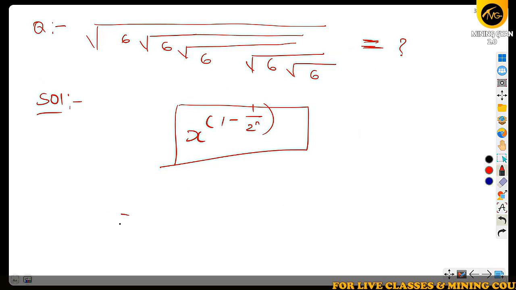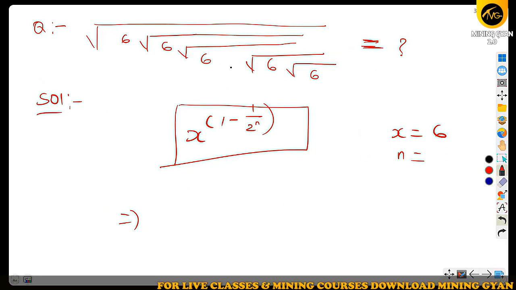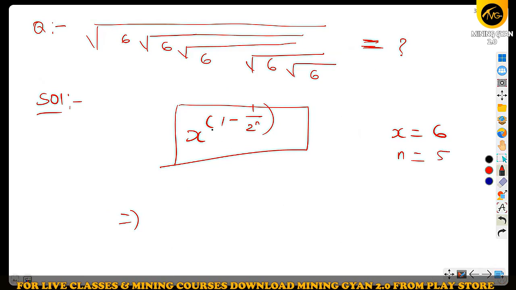Now in this case, what is the x? X is the number used under the root, that is the 6. Now what is the n? N is how many times this x is used under the root, that means 6, 1, 2, 3, 4 and 5. Now in this case n is 5. Now we simply have to put it in this formula and we can easily find the answer.